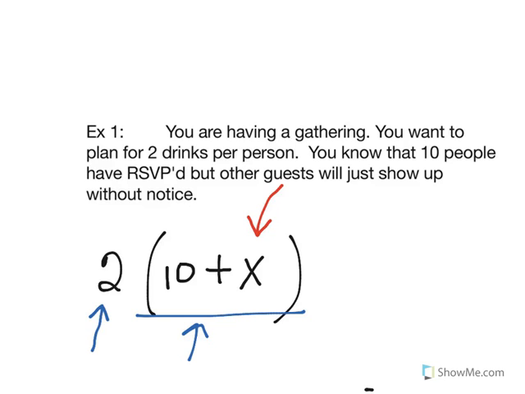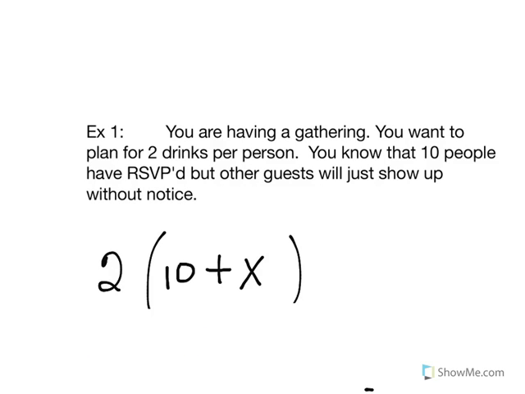The distributive property, or distribution, says that even though we don't know what 10 plus x, that total number of people, will be, we can still distribute or pass out that multiplication. And what I mean is, let me clean up a little.